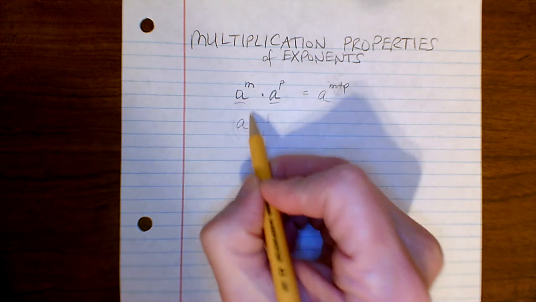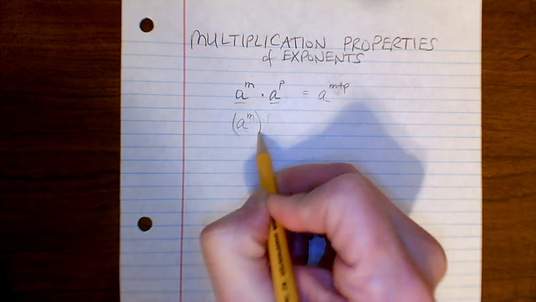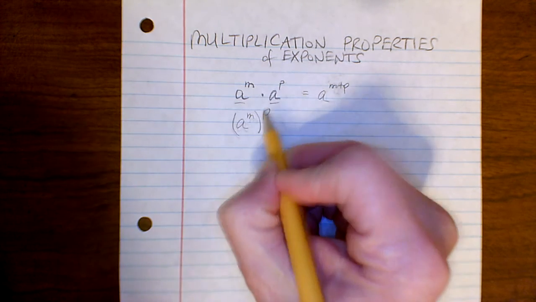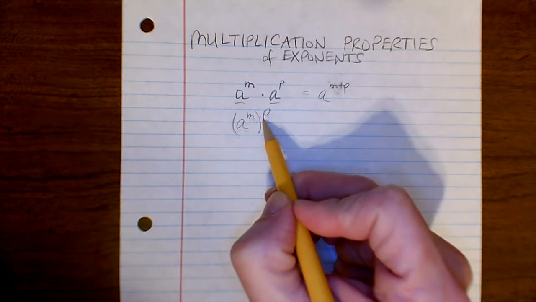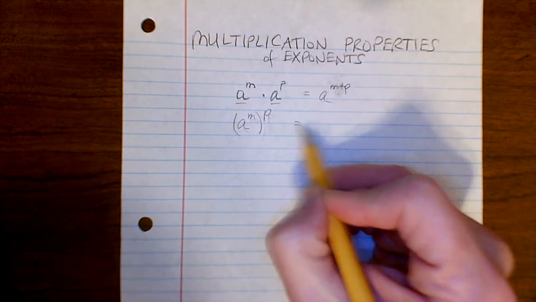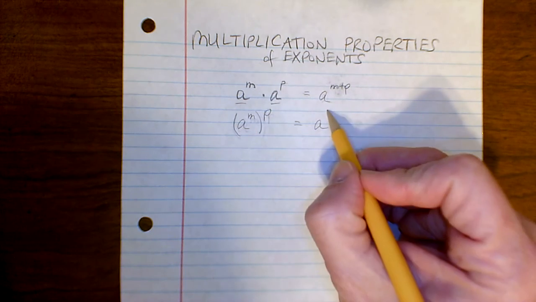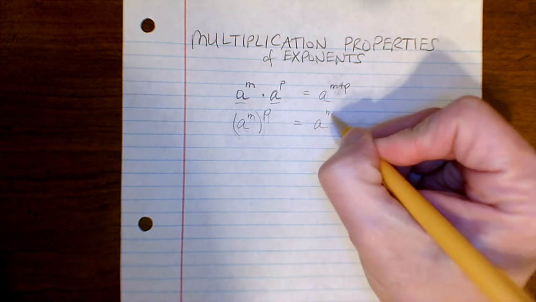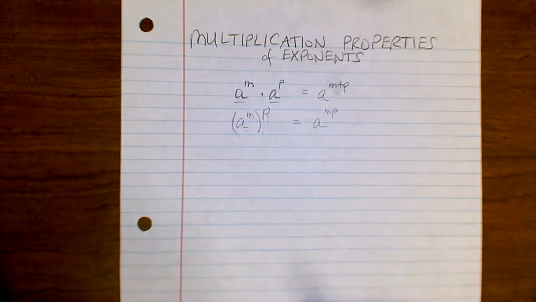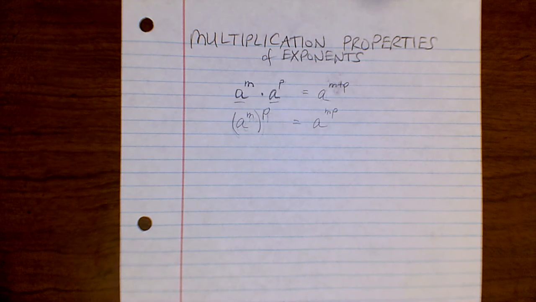Let's suppose we have some number a raised to the m power, and that entire thing is raised to the p power. Notice the difference there. In this case, we multiply m and p together. A to the mp. All right, so let's do some examples.